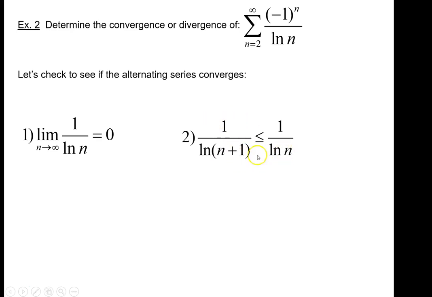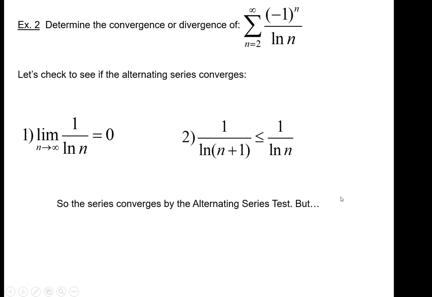The reason this test is convenient to use is because it's easy to compare these two fractions, because the numerators are constants of just 1. So 1 over the natural log of n plus 1 will always be less than 1 over the natural log of n as n goes to infinity, because this denominator will be larger than this denominator. So we know that this series converges by the alternating series test.